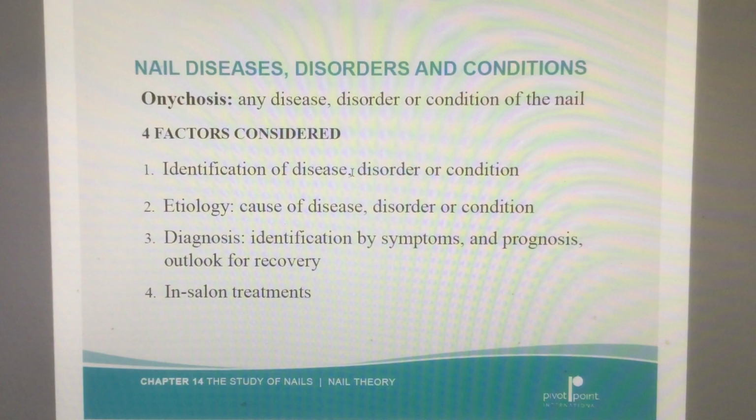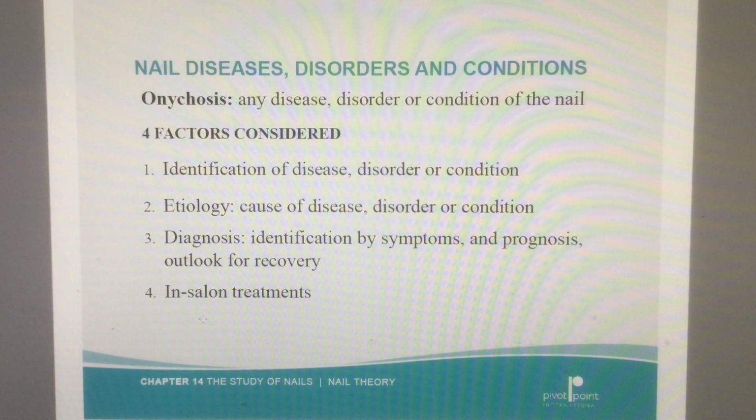Now, 4 factors to be considered, okay? Identification, etiology, diagnosis, and in-salon treatments. Identification would be to identify the disease, disorder, or condition and identify which one of these it is. Now, just because the nail looks ugly or looks bad, it doesn't necessarily mean it's diseased. It might be just a disorder. It might be just a condition. And even if you can't necessarily treat it, you might still be able to work on it or around it.